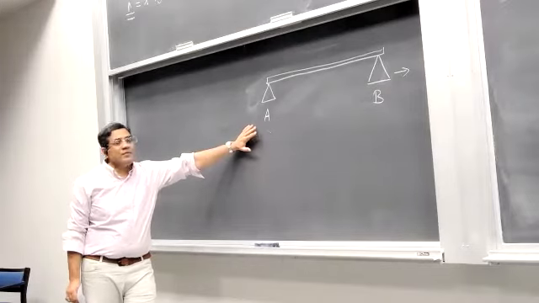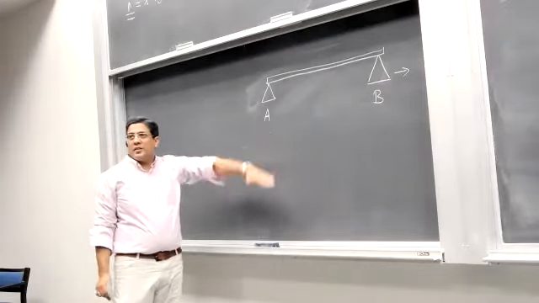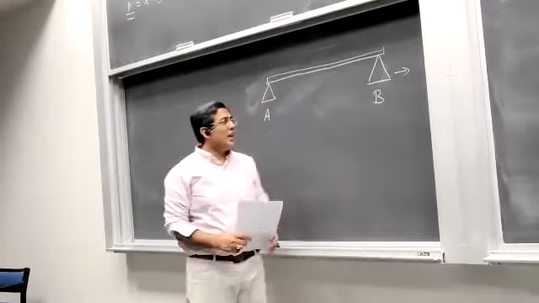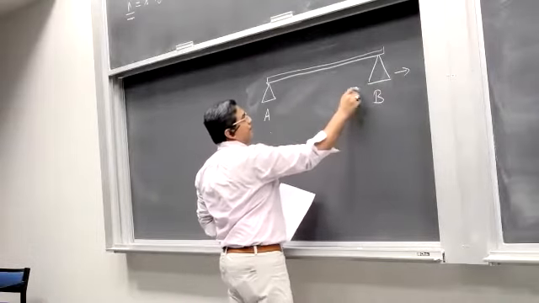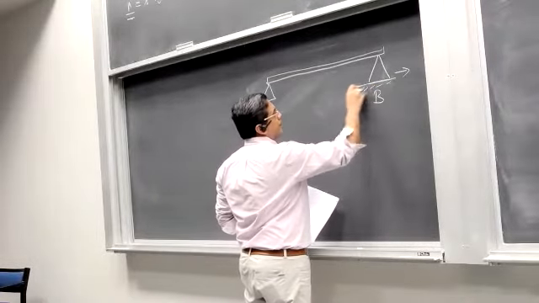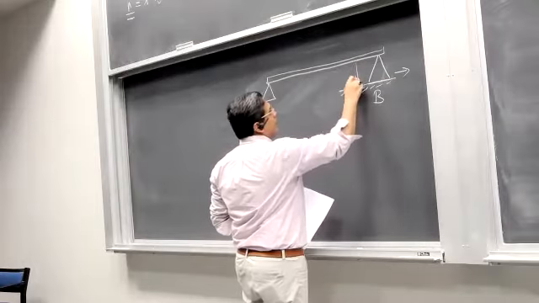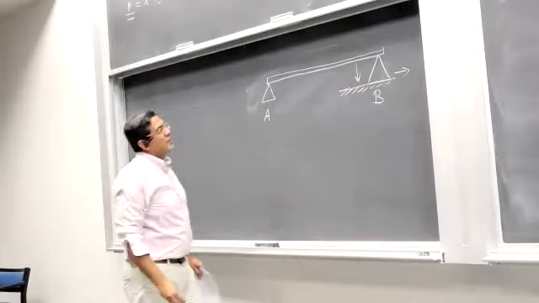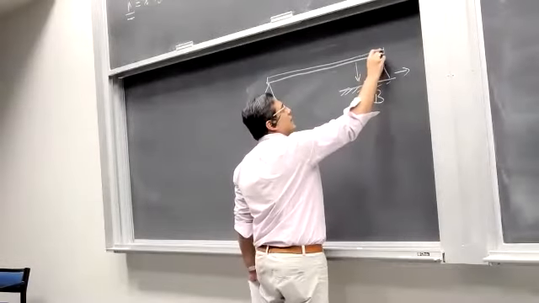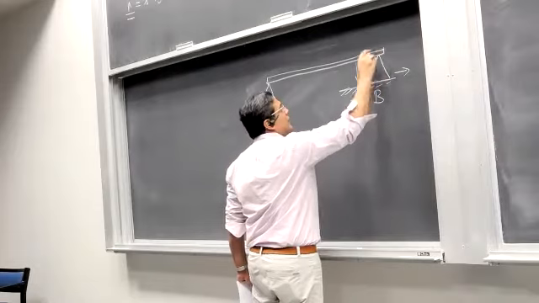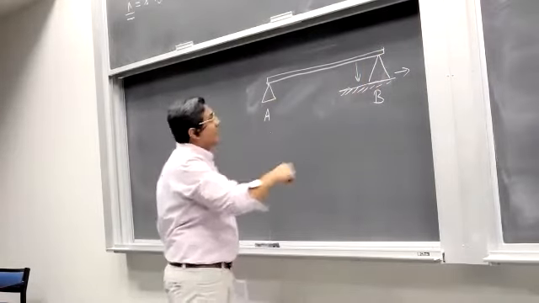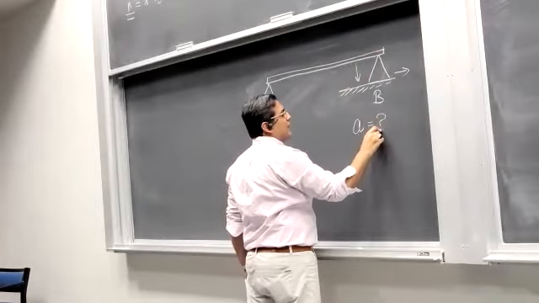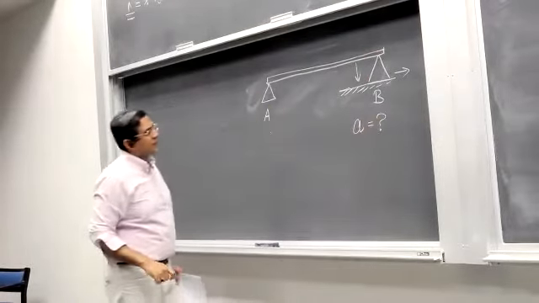So what happens? The rod free falls. This end of the rod falls down until it hits the ground. The question that we are trying to answer is, what would be the acceleration of this end of the rod? That is the question we are trying to answer.